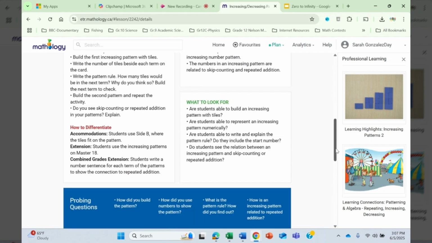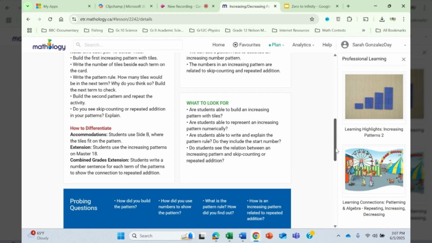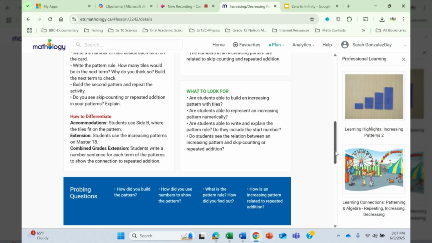There's also some probing questions that you can use while students are working on the task to engage in some conversations with them about math. Like, how did you build the pattern? How did you use numbers to show the pattern? So these will give you some things that you can use to guide those conversations.